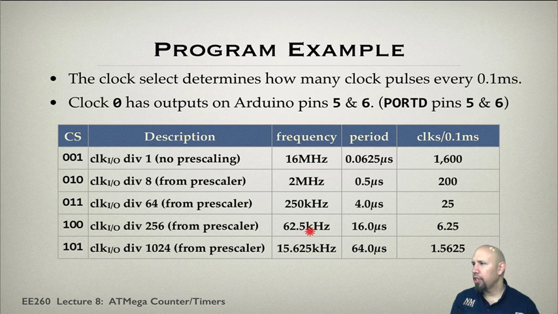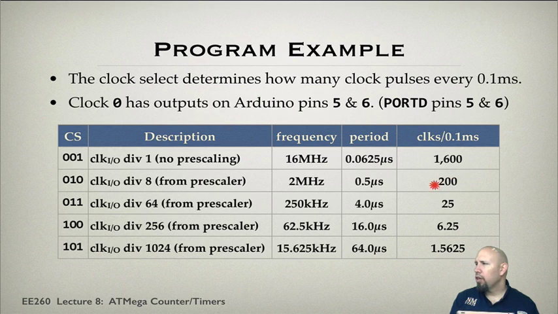These are the frequencies we saw before and their associated periods. Earlier we saw 1 millisecond; here, in 0.1 milliseconds, this is how many clock pulses we would count in order to determine 0.1 milliseconds. If we have no prescaling, that's 16,000. Here we have 200 clock pulses per 0.1 millisecond. Here we have 25. Here we have 6 and 1.5. So this is the number of clock pulses that we have per 0.1 millisecond.